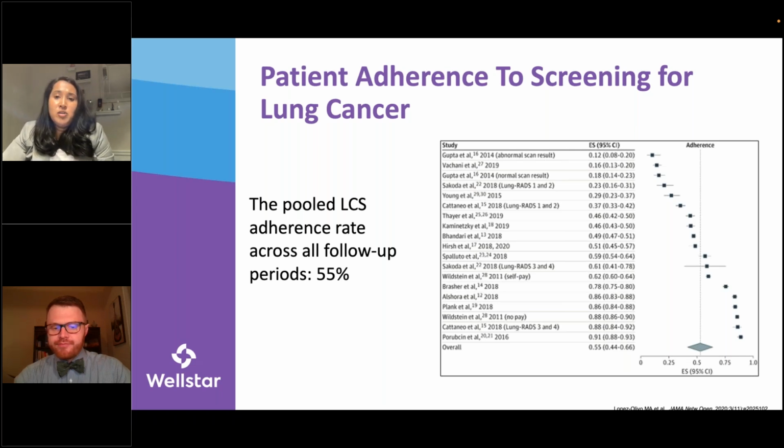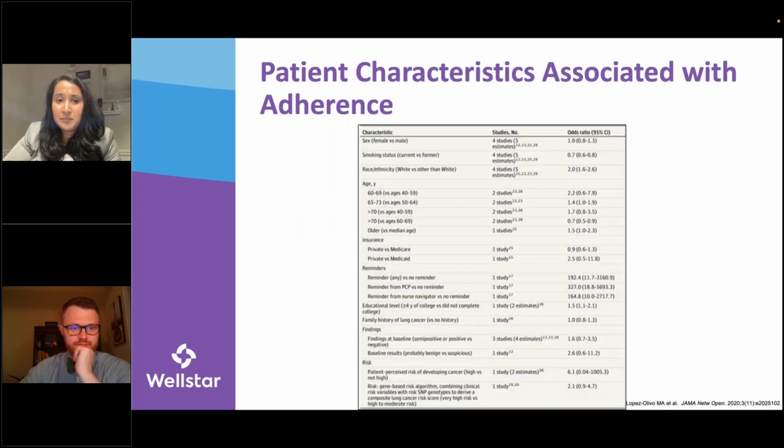And then the last thing that I mentioned was the adherence to screening. In this study, they looked at quite a few studies and pulled together the adherence rate for these patients to keep coming back for their follow-up scans. And the adherence rate was anywhere from 12% to 91%. And on average, it was about 55%. So about half of the patients that get their first initial scan will come back to follow up and have their scans after a year, after a 6-month follow-up, whatever the guidelines dictate.